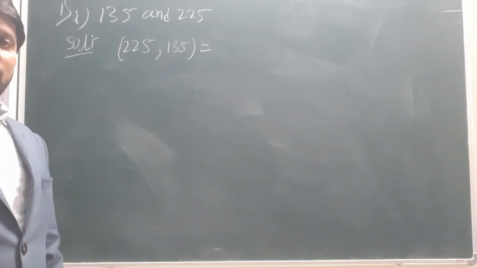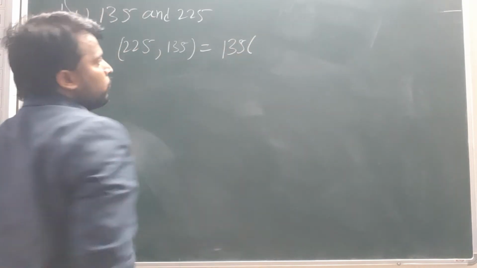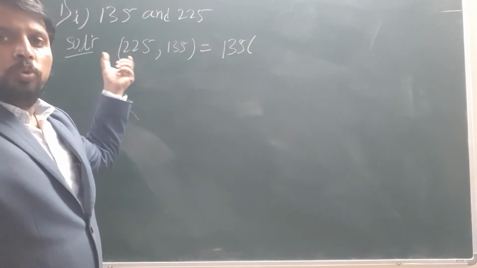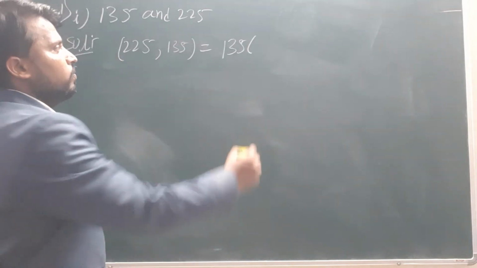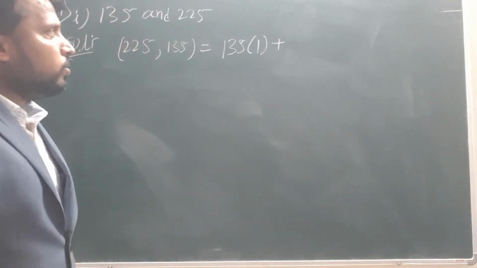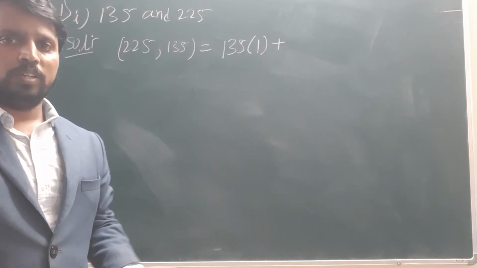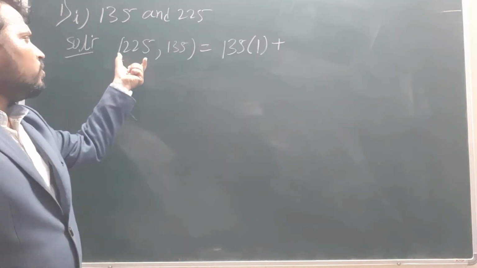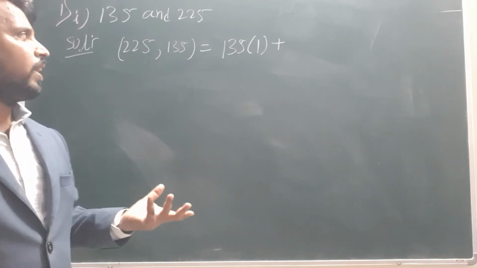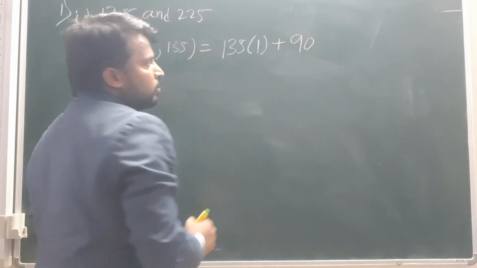Now, what is the B value here? Which one is the lesser? 135. So 135 twos will be more than 225. So it will be solved with 135 ones only. Right? So now, what will be the result here? That means what is the remainder? That means 225 minus 135. How much? It will become 90. Okay.